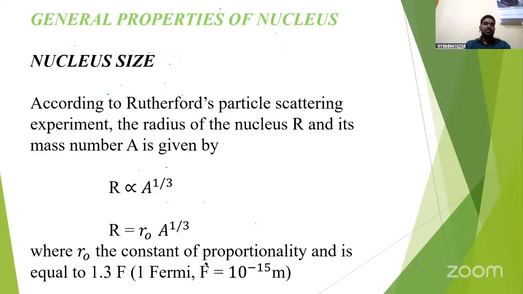R naught is the proportionality constant here. It is equal to 1.3 F, that is Fermi. Fermi is equal to 10 power minus 15 meters. Okay.